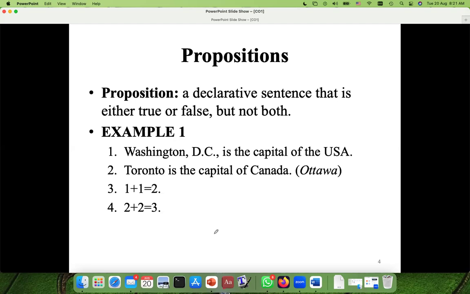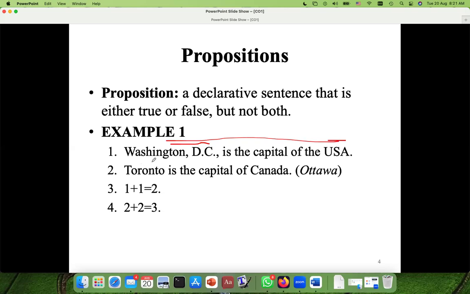So what is the definition here for the proposition? It is an English sentence or Arabic sentence or any language sentence which can be true or false, but not both. What is the example? For example, here you have the example: Washington DC is the capital of USA. Yes, this is true. So the conclusion of this sentence is true. If a sentence is true or false, it is a proposition. And this sentence is true, so that's why it is a proposition.